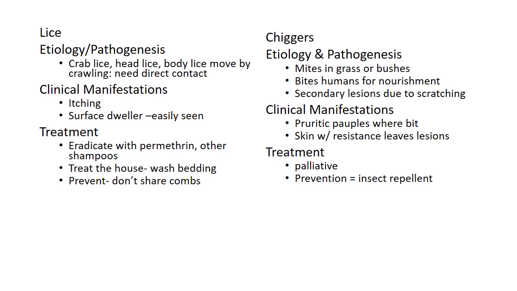Chiggers are little mites that hang out in the bushes, mostly common in the southern U.S. They bite the skin to get a little snack, and they leave behind an itchy papule that, when scratched, can cause secondary lesions. We often see bites around the sock line, belt line, or neckband areas where the chiggers get stuck and meet resistance. No cure, just treat the itching and use insect repellent for prevention.